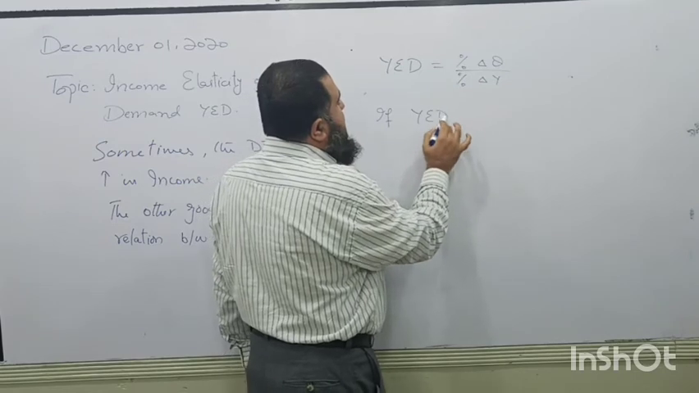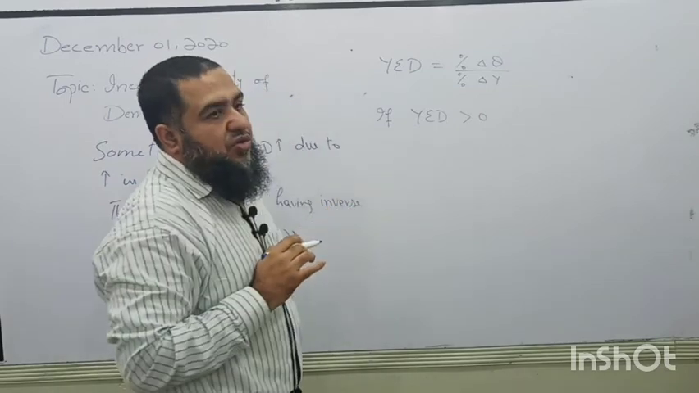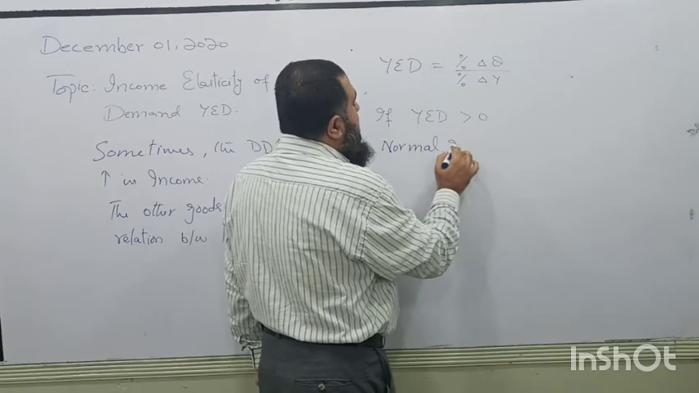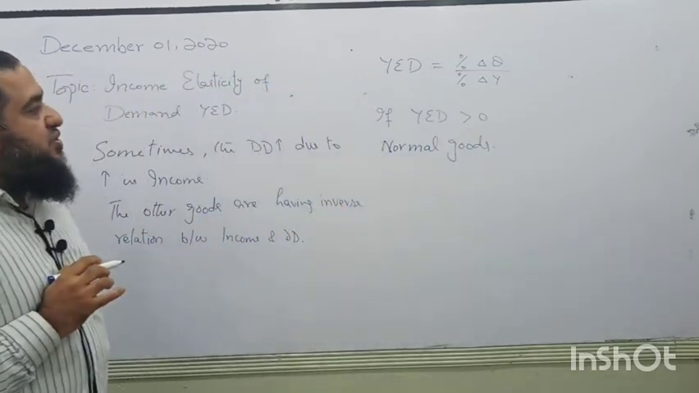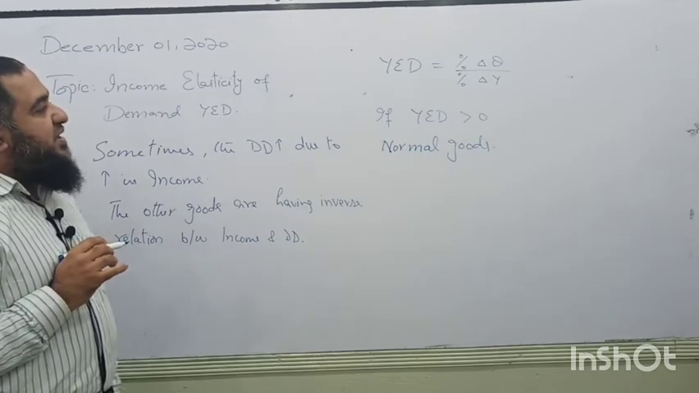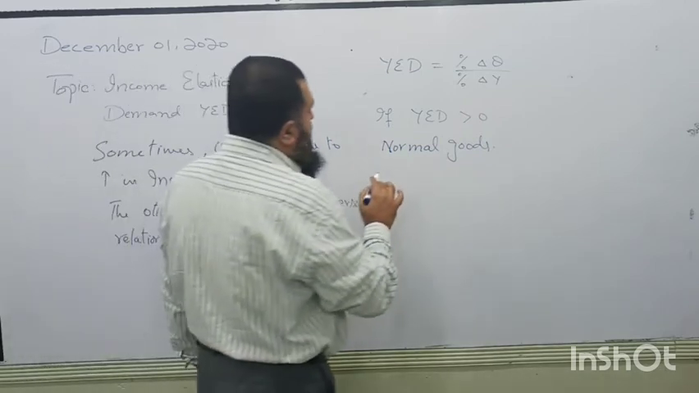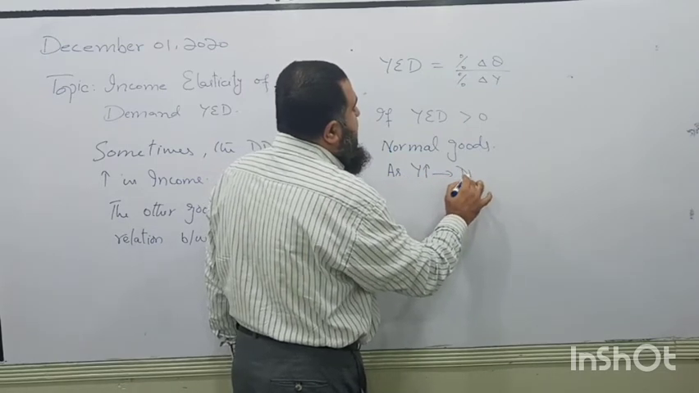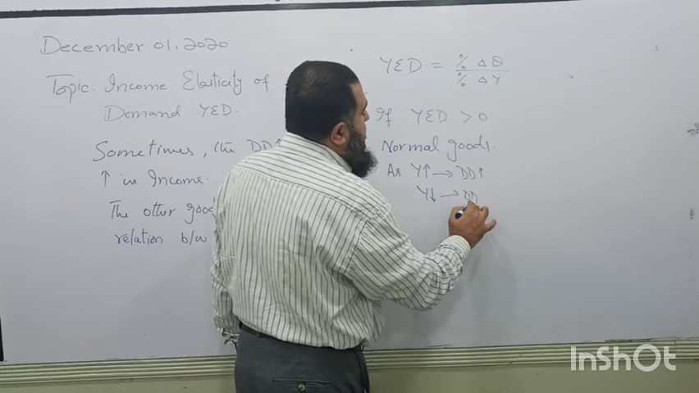If income elasticity of demand is a positive value, greater than 0, we say these are normal goods. Their demand will increase as the income of the consumer increases. So normal goods have a positive relationship with income. As income increases, their demand will also increase, and when income falls, their demand will also fall.